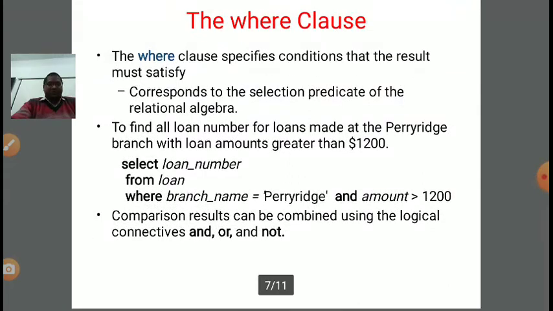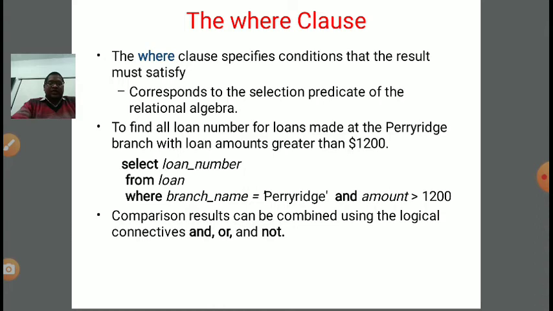Next is the where clause. The where clause specifies conditions that the result must satisfy. It corresponds to the selection predicate of relational algebra. Okay, if we want to put a selection or sigma operation, then the where clause is required here. Suppose some query: find all the loan numbers for loans made at the Parish branch with loan amount greater than $1,200. How to write it?